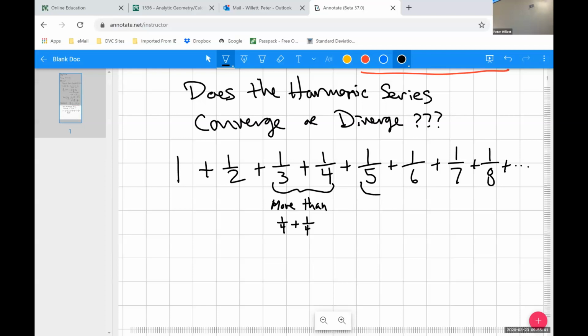Now I'm going to consider the next 4 numbers all together. And the sum of these 4 numbers is more than if they were all the smallest of the 4, which is 1/8.